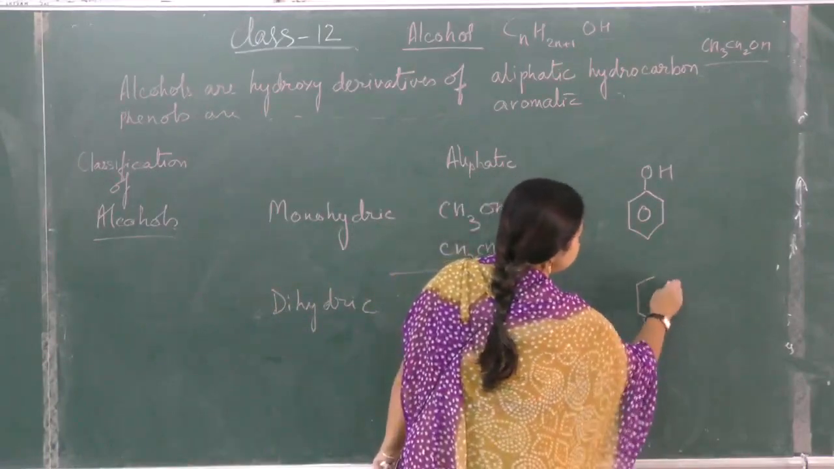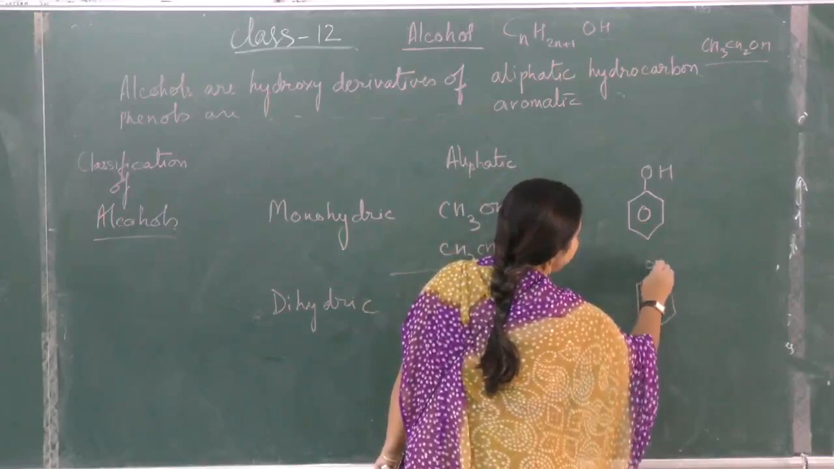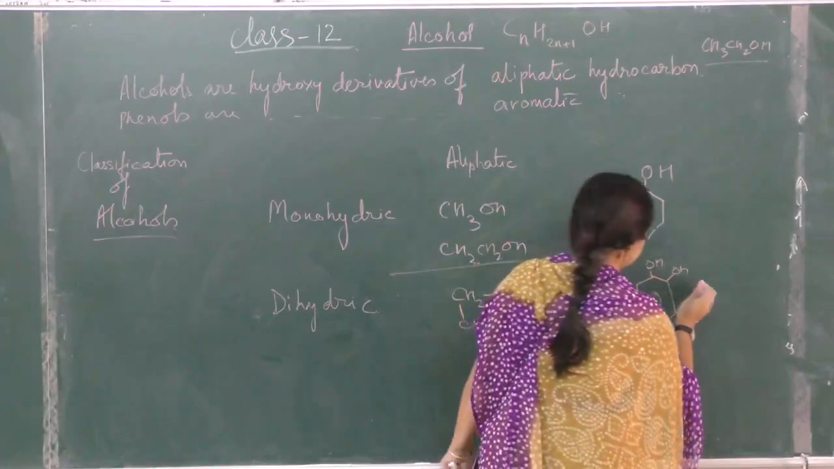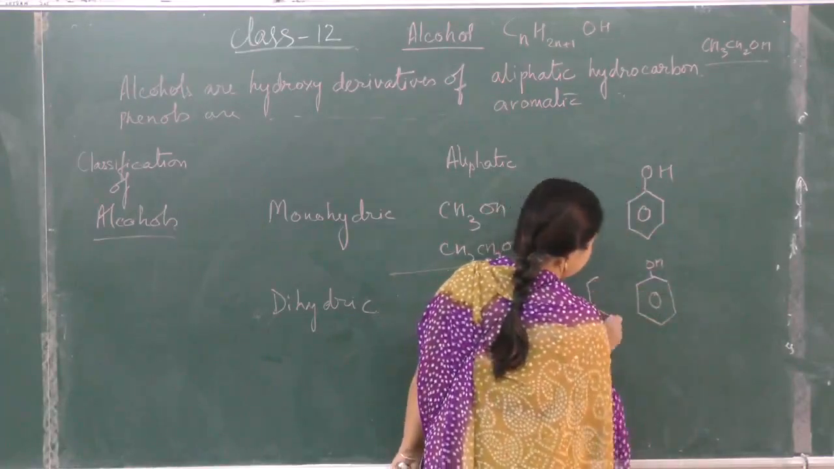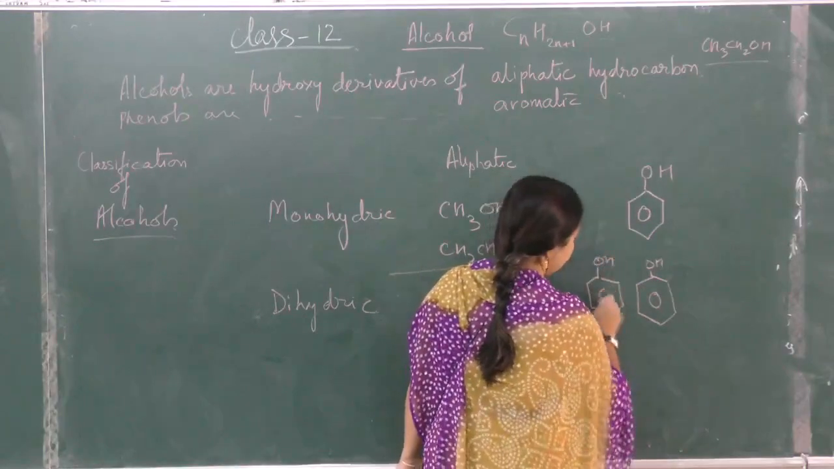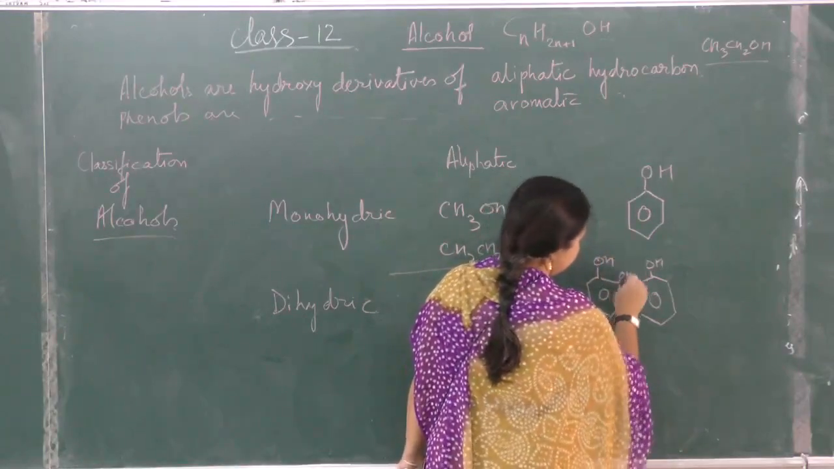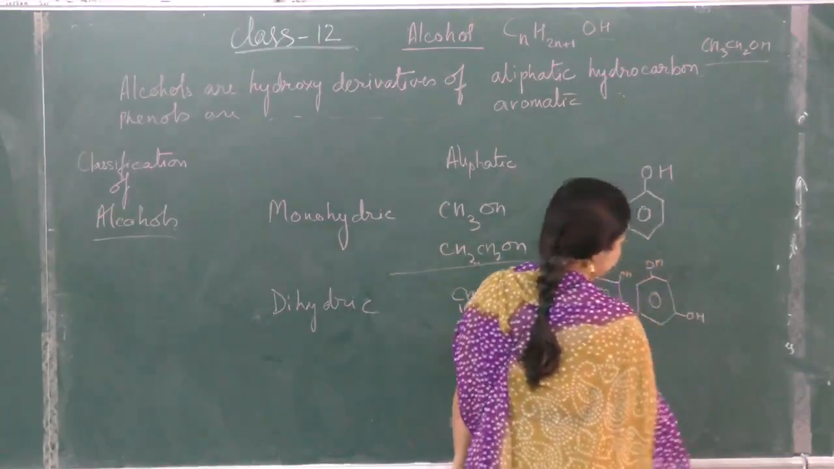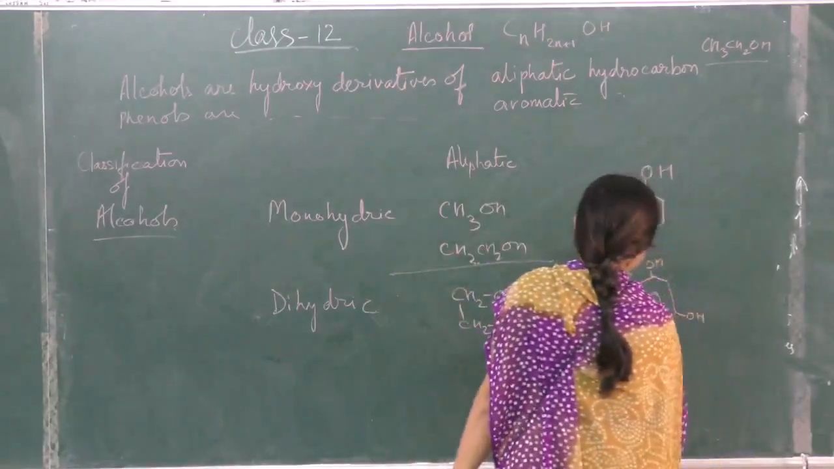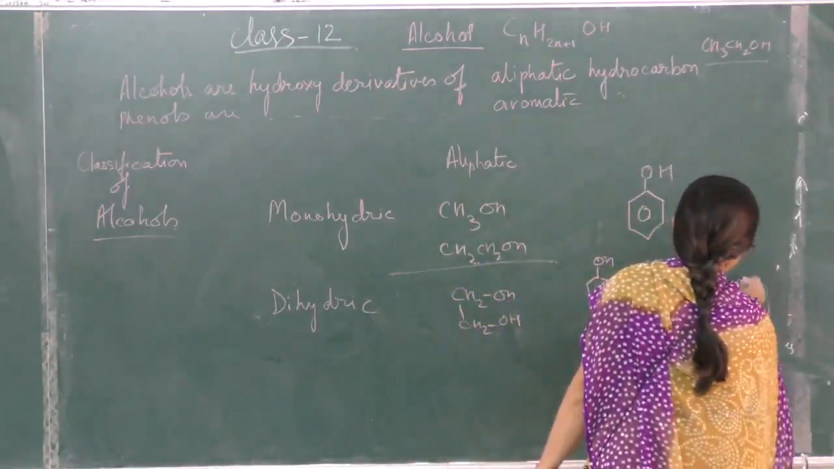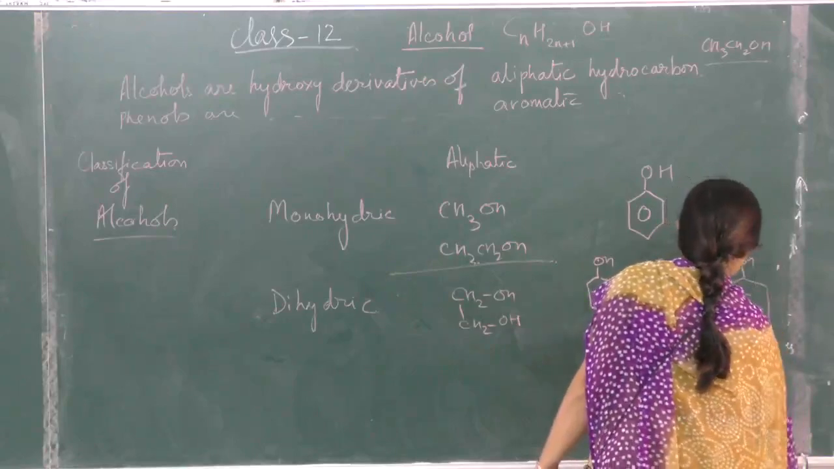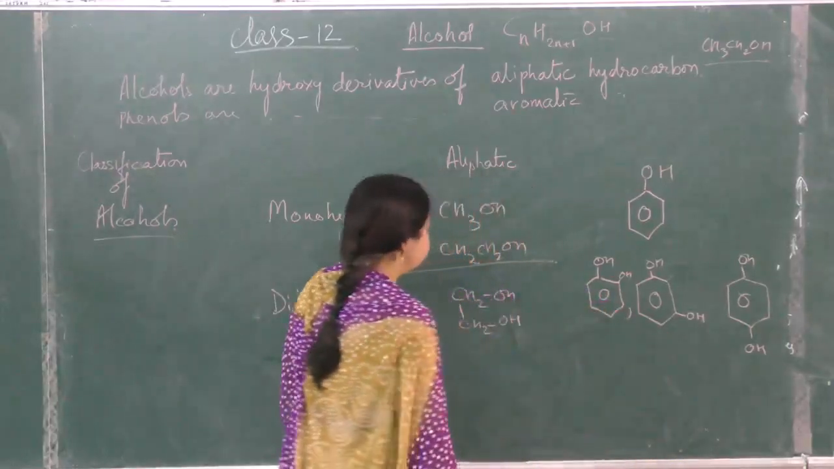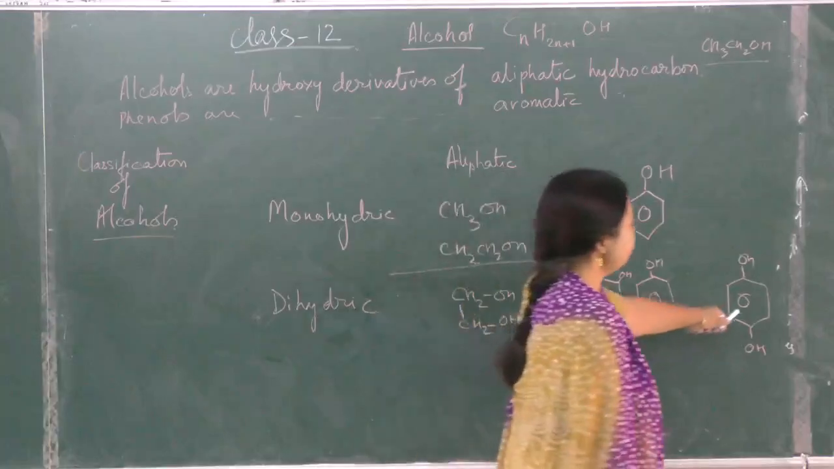Similarly, here also two OH groups may be connected to the ring. Now the two hydroxy groups can be at different places. One at the ortho position, or it can also be at other positions. This is catechol, this is resorcinol, this is quinol. Catechol, resorcinol, quinol.